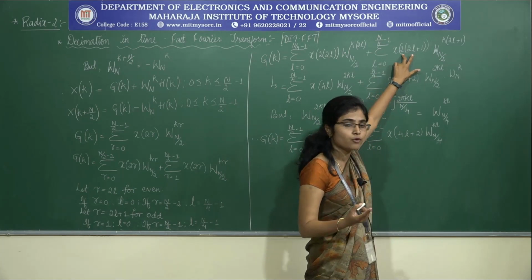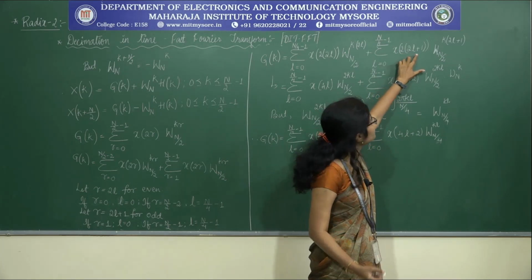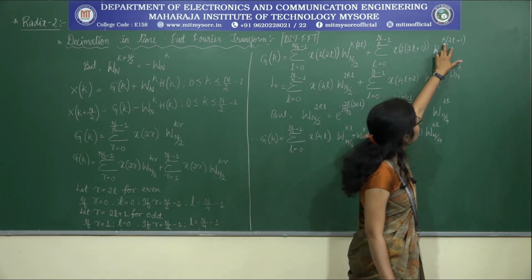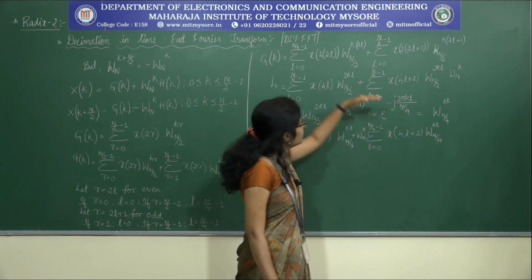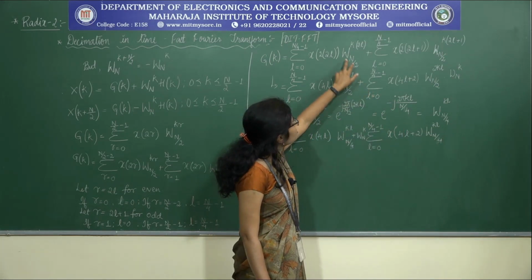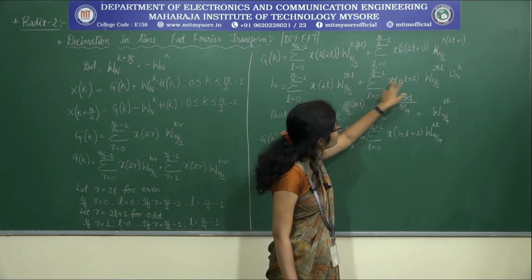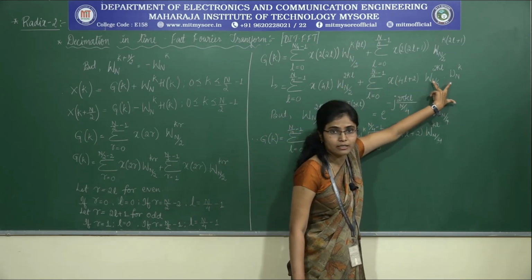Since the second term was with respect to odd numbered samples, instead of r I have replaced it with 2l plus 1: omega n by 2 to the power of k into 2l plus 1. So in the next step, I have written this directly by multiplying these two things, and I have split this twiddle factor term.